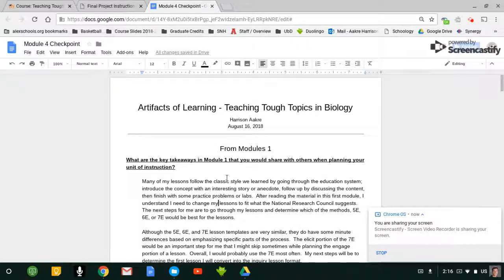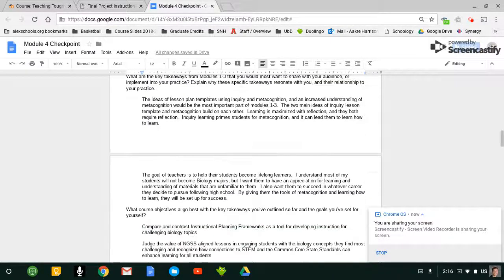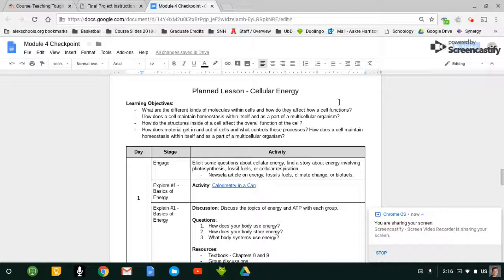So here's all my information from Module 1. Module 3 is right here. And I'm going to get mainly into the information from the planned lesson on cellular energy. So I chose cellular energy because this is a topic that we have kind of gotten away from really covering a whole lot in my biology classes.